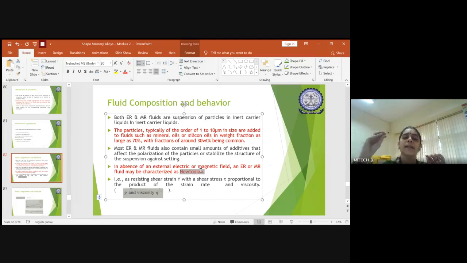The reason is it helps in increasing the viscosity of the fluid if you subject it to an electrical or magnetic field. So the third main concept is that ER and MR fluid behaves like a Newtonian fluid when there is no external field, and when there is an external field, ER or MR fluid behaves like a non-Newtonian fluid. So these are the theoretical concepts one has to understand related to the fluid composition we are using, whether it is an ER or an MR fluid.